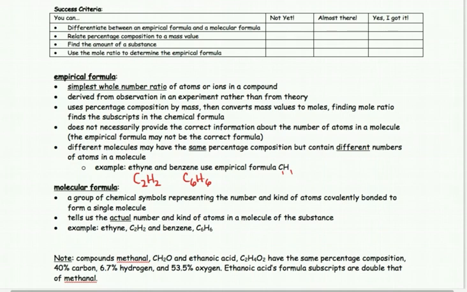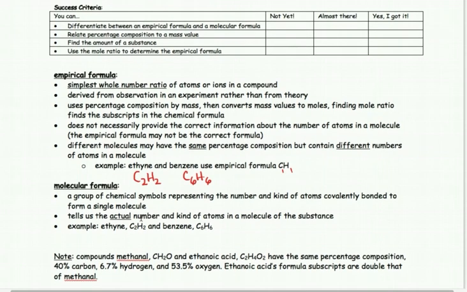So just keep in mind that I might say find the empirical formula CH of ethyne, but it's not actually the chemical formula. The chemical formula is C2H2, and that's what we'll call the molecular formula here, okay? For now, we're just going to build our empirical formulas today.